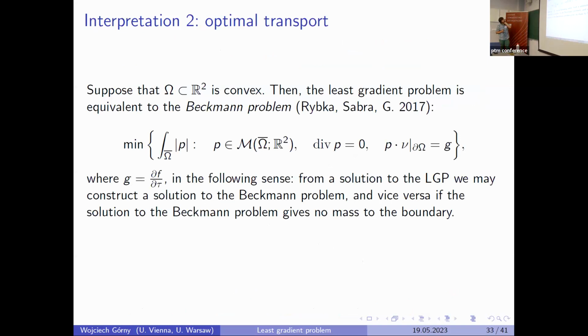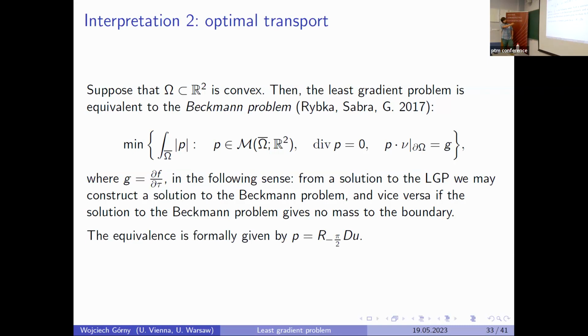Okay. So some years ago, we noticed that actually the least gradient problem is equivalent to the Beckmann problem, which is very similar in formulation to the least gradient problem. So we minimize the total variation of a vectorial measure with divergence 0, which satisfies a modified boundary condition. And the equivalence is given in the following sense: from a solution to the least gradient problem, we can construct a solution to this problem, and vice versa, if the solution to the Beckmann problem gives no mass to the boundary. And the equivalence is very easy. It's formally given by a rotation of the gradient.